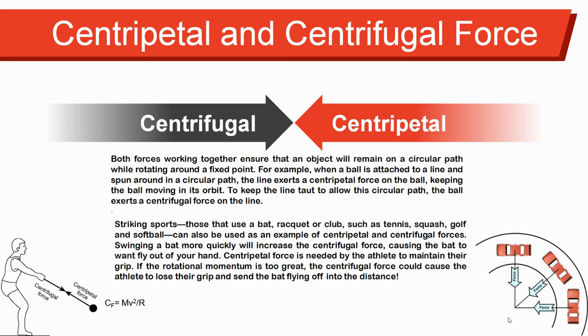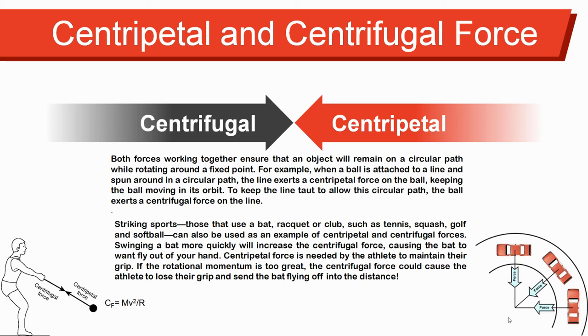So both forces work together to ensure that an object will remain on a circular path while rotating around a fixed point. For example, when a ball is attached to a line and spun around a circular path, the line exerts a centripetal force on the ball, keeping the ball moving in that orbit. To keep the line taut and allow the circular path, the ball exerts a centrifugal force on the line.